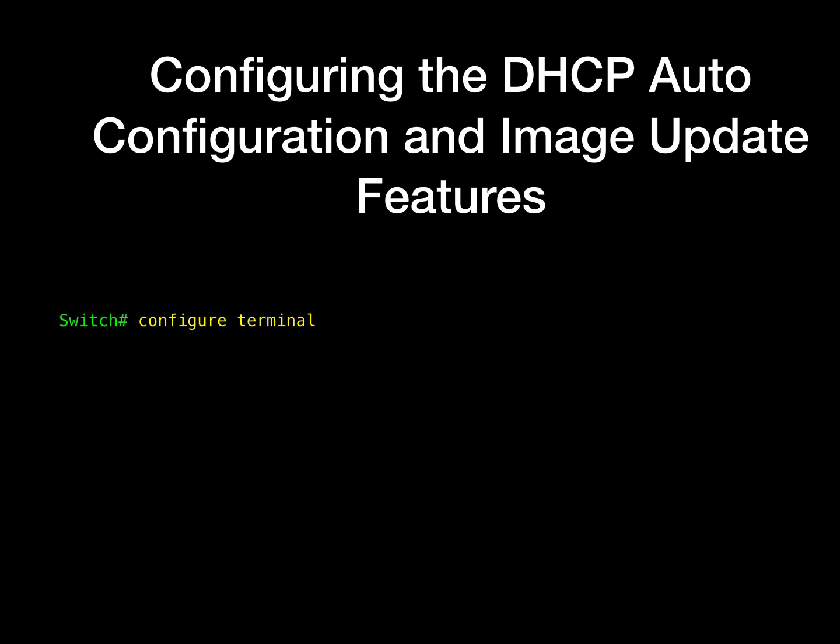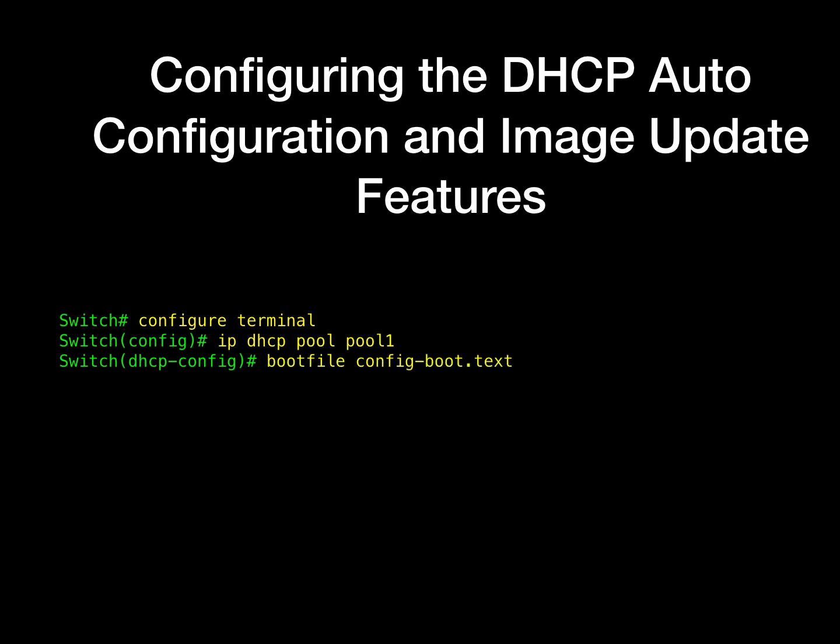Beginning in privileged exec mode, follow these steps to configure DHCP auto configuration of the TFTP and DHCP settings on a new switch to download a new configuration file. Enter global configuration mode. Create a name for the DHCP server address pool, and enter DHCP pool configuration mode. Specify the name of the configuration file that is used as a boot image. Specify the subnet network number and mask of the DHCP address pool.